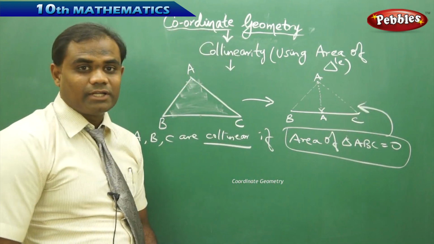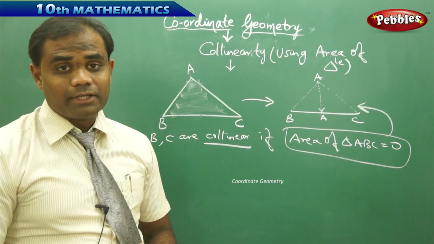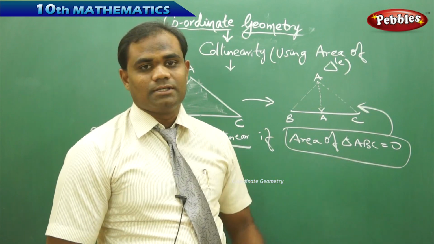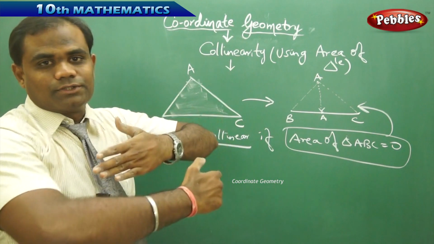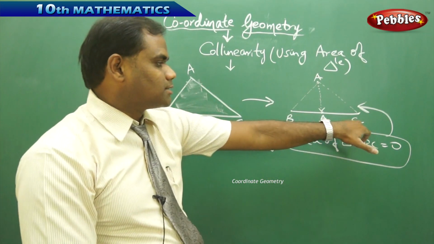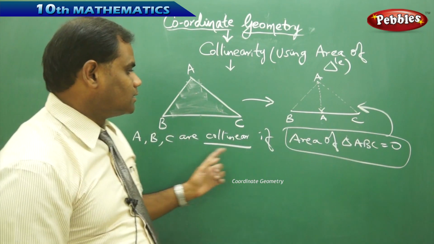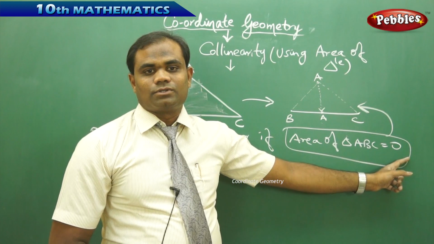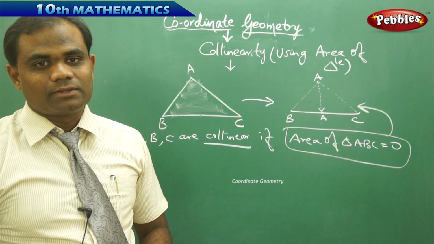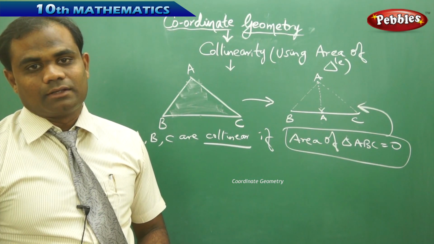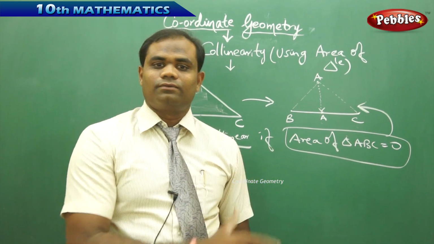The condition for collinearity is that the points A, B, C are collinear if the area of triangle ABC is 0, because if the area of triangle ABC is 0, all the points converge on the same line, so the 3 points merge and are collinear. That is how we understand collinearity connected with this formula. So if I find the area of the triangle as 0, that means all 3 points lie on the same line. That is how I geometrically understand collinearity connected with the area of a triangle.